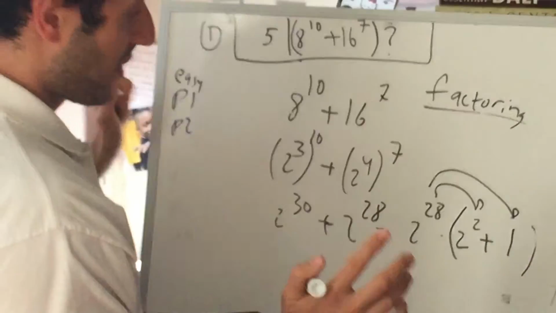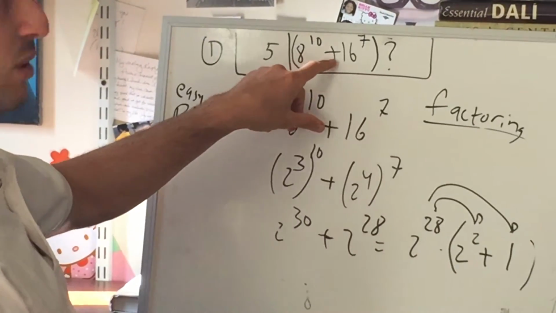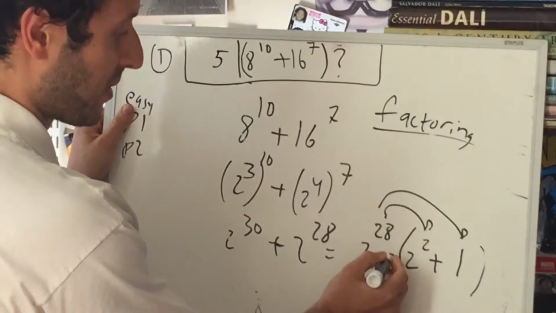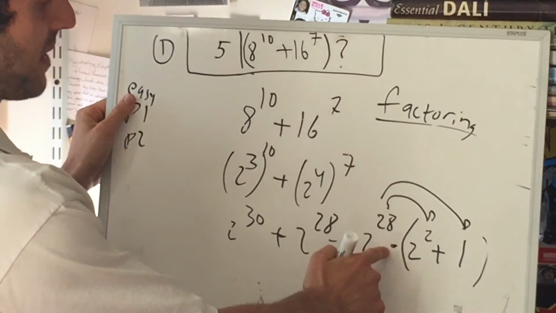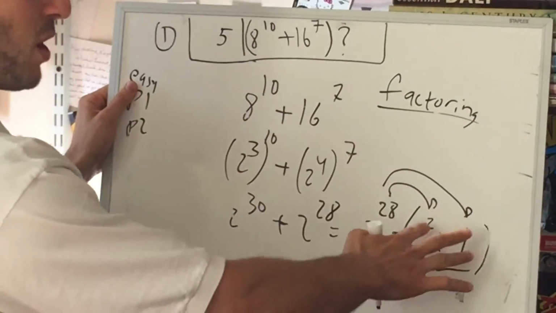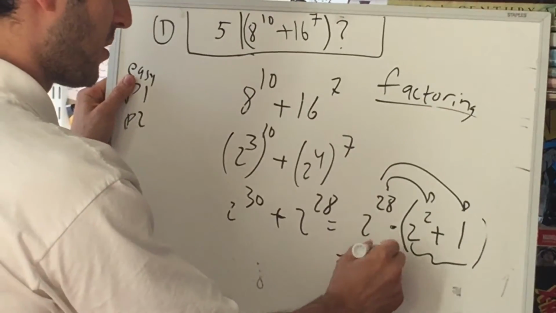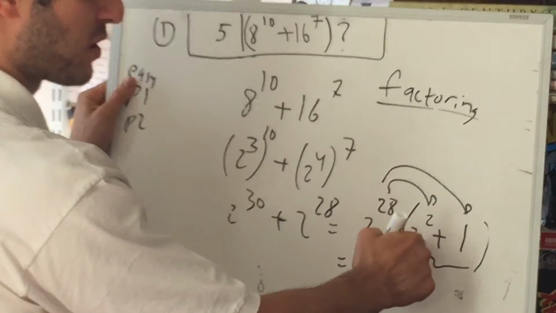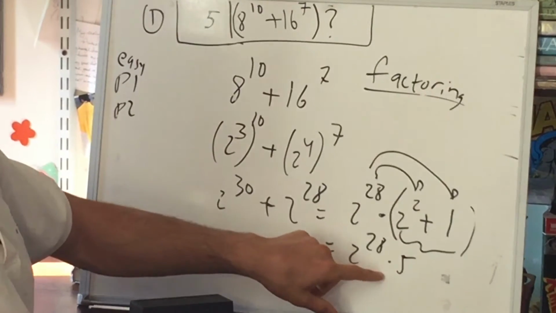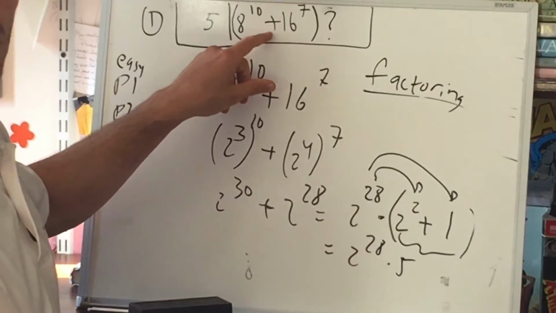Why did we do that? Because remember, we were trying to get the plus to turn into a multiplication sign. And now we have it over here. Now you may say, but we still have a plus. Yes, but this part is really small and easy to calculate. So this is 2 to the 28th. 2 squared is 4 plus 1 is 5. So this is the prime factorization of that number.